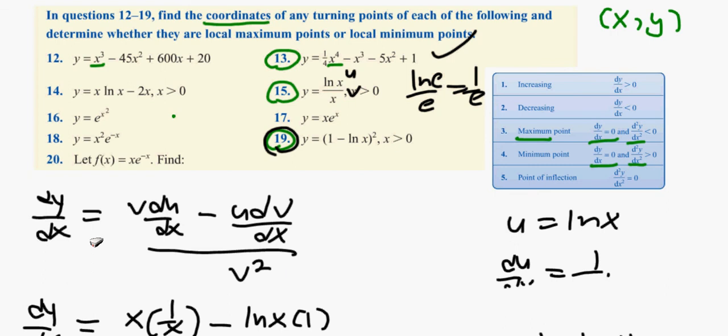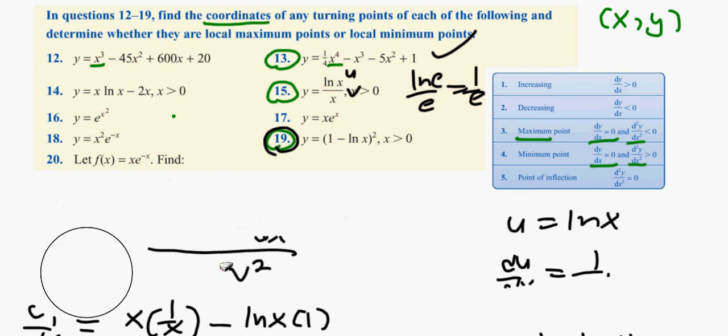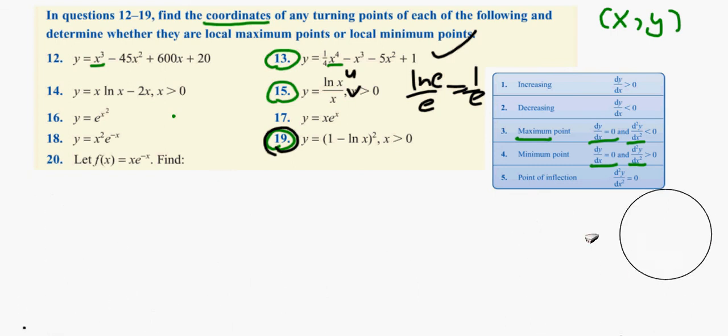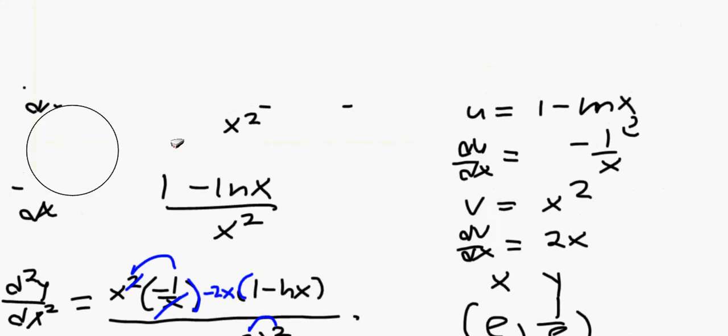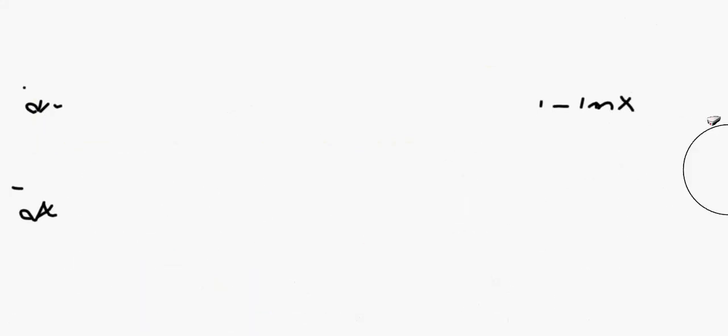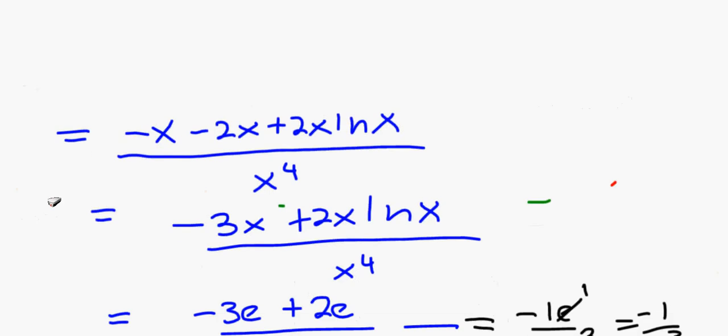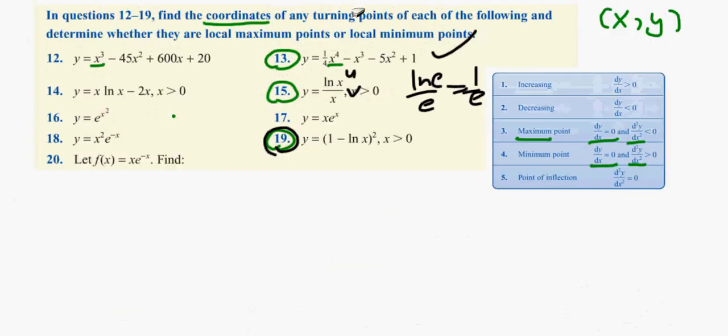Okay, so question 19. Question 19 is a chain rule. So we'll do the chain rule here. Okay, so y equals 1 minus ln x, all squared.